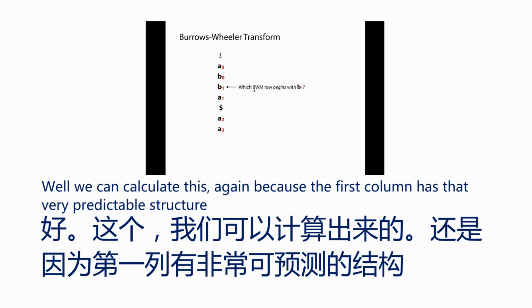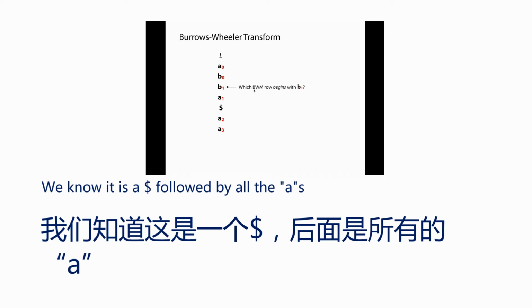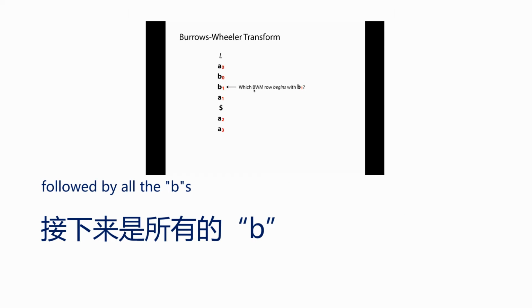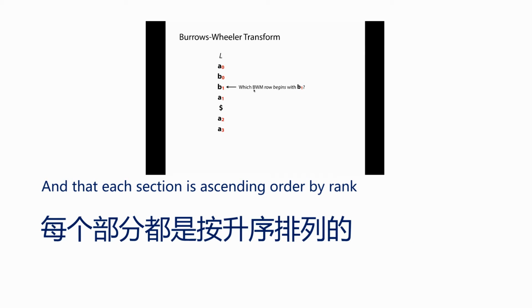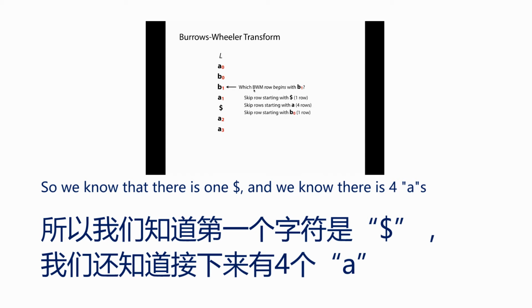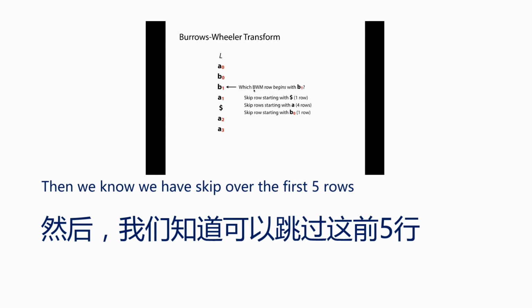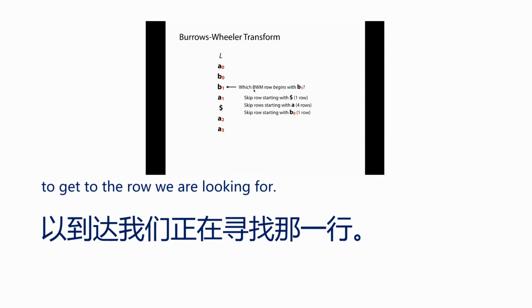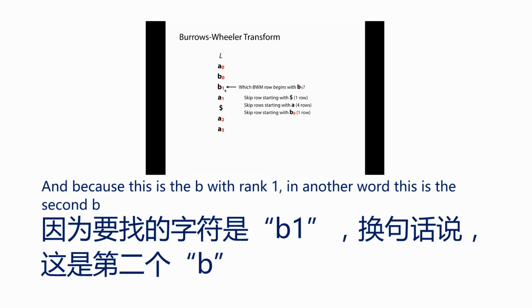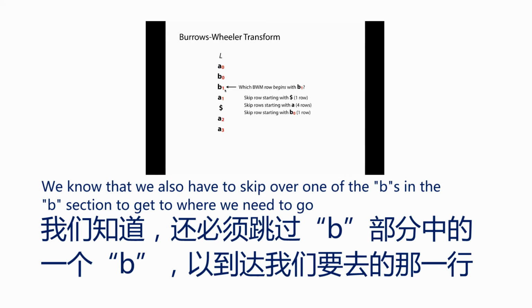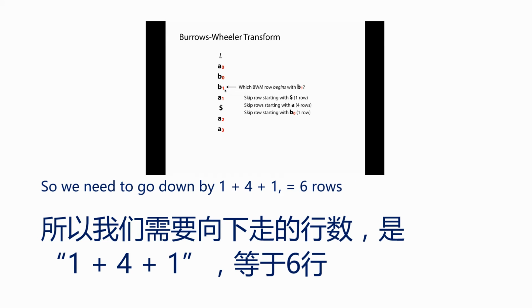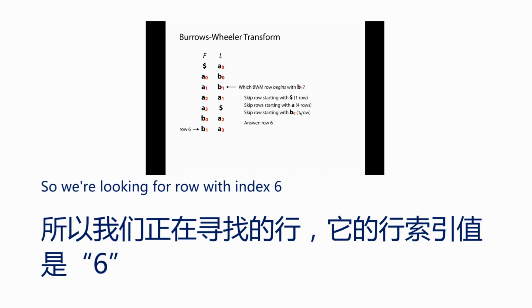Well, we can calculate this, again, because the first column has that very predictable structure. We know that it's a $, followed by all the A's, followed by all the B's, and that each section is in ascending order by rank. So if we know that there's $1, and we know there's 4 A's, then we know we have to skip over the first 5 rows to get to the row we're looking for. And because this is the B with rank 1, in other words, it's the second B, we also have to skip over one of the B's in the B section to get to where we need to go. So we need to go down by 1 plus 4 plus 1 equals 6 rows. So we're looking for a row with index 6.